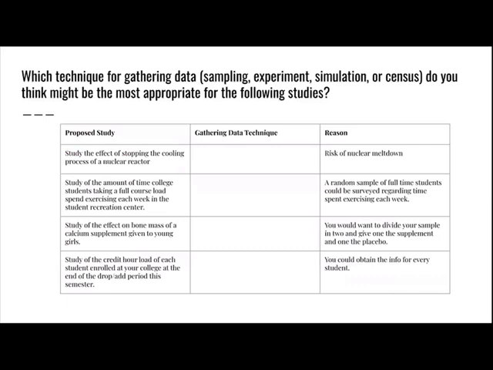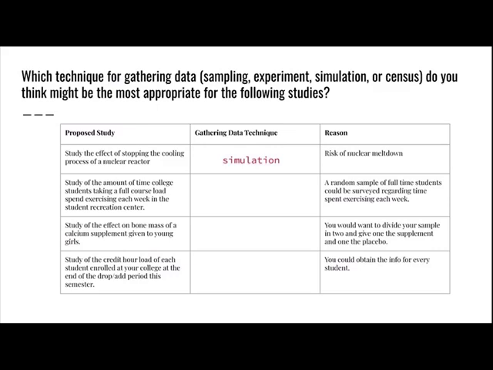Which technique for gathering data, so either sampling, experiment, simulation, or census, do you think might be most appropriate for the following studies? So if we do a study on the effect of stopping the cooling process of a nuclear reactor, well, this sounds a little dangerous. So the gathering data technique we will use is simulation, all right? And the reason why is because we don't want to risk a nuclear meltdown.